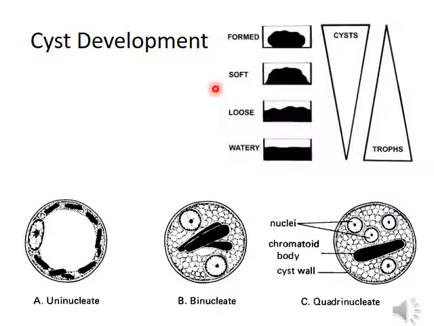The picture shown above is the distribution of the forms of Entamoeba histolytica based on the consistency of the stool. The cysts are seen to be more in formed stools, while the trophozoite form is seen to be more in watery stools.